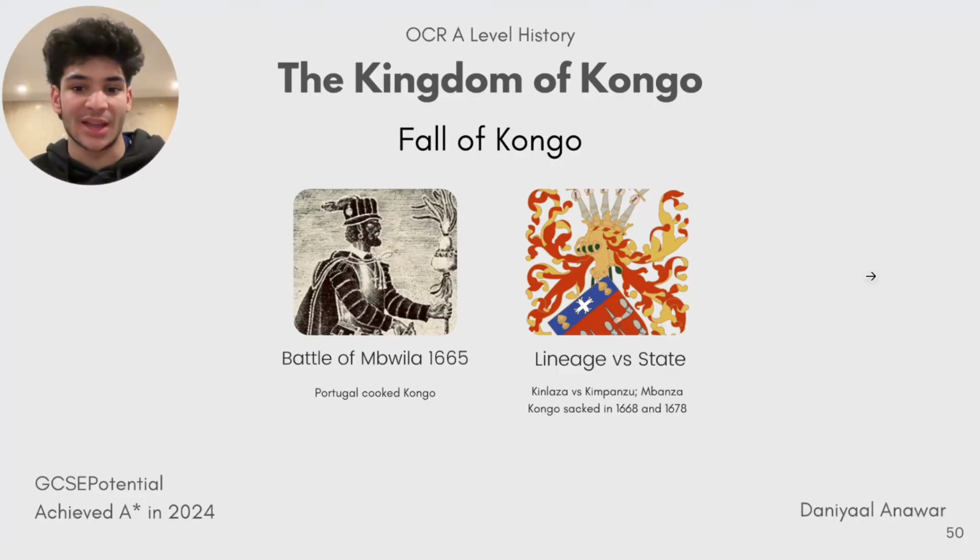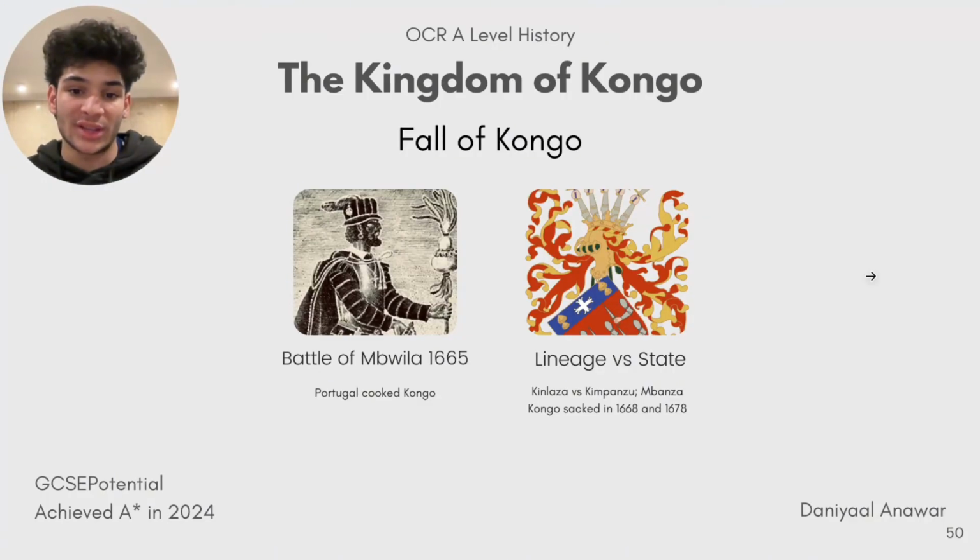Second point, lineage versus state. So after 1665, when the Congolese kingdom, or what remained of it, was trying to get back on its feet, there was a huge conflict between the lineage and the state. The state was like the fancy people in charge, like the Musi Congo, etc. And the lineage were people who lived in villages or whatever and subscribed to the whole idea of the Kanda system, so the power system of Kanda. They were obviously very upset at what had happened. They sort of felt hard done by. And as a result, there was a lot of conflict between those two groups of people who believed in different things.